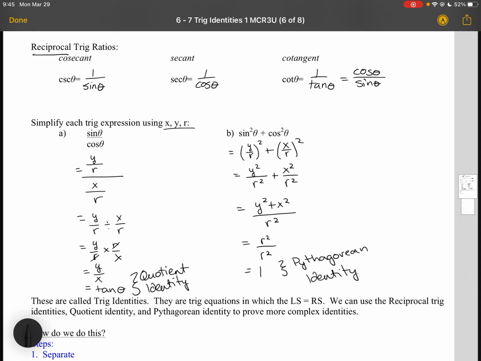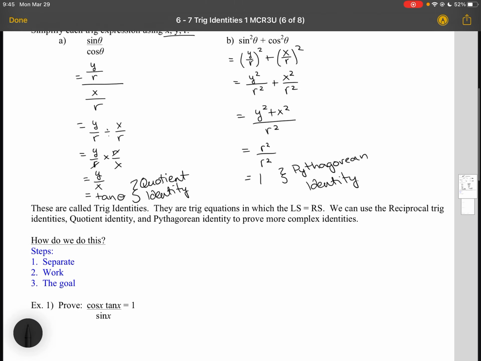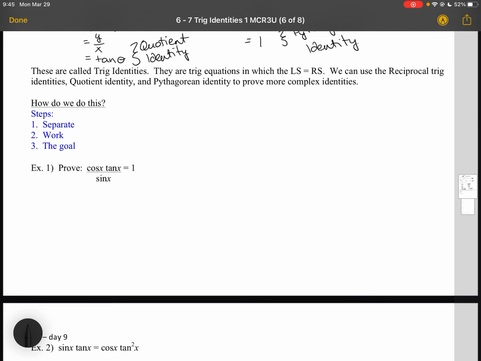So we use these identities, the reciprocal trig ratios, the quotient identity, and the Pythagorean identity, to actually prove more complex identities or more trigonometric relationships. So how do we do this? We separate the sides. We work through one side to make it equal to the other side, which is our goal. So let's start here. We've got our left side and our right side. It is important to separate them because we are trying to prove that they are equal. We don't want to assume that they are equal at the beginning.